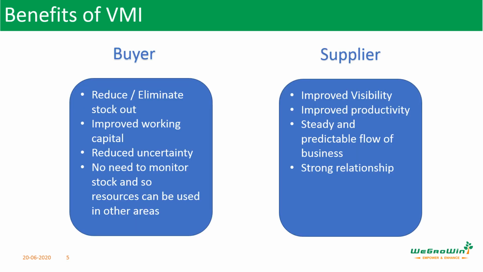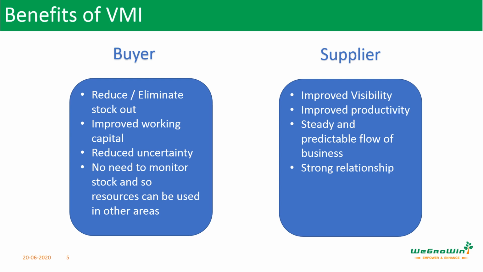So what are the benefits of vendor managed inventory? The benefits are that it reduces and eliminates the stock out at the buyer stage, and it improves the working capital, and it reduces the uncertainty in the stock, whether it is available or not, because there is clear information available to the supplier, so he keeps supplying the materials. No need to monitor the stock, and so the resources who are there to do this job can be used for some other activities. From the supplier side, they have good visibility of what the buyer is consuming, what is the stock available, etc.